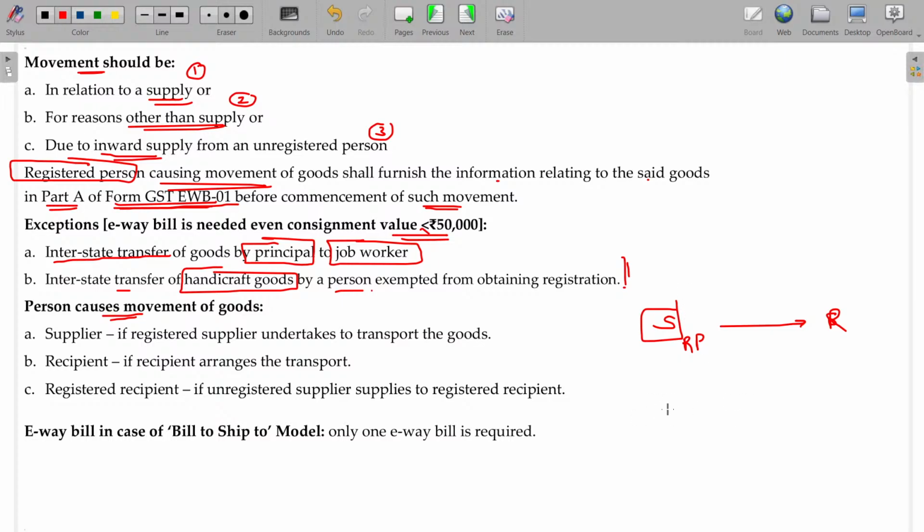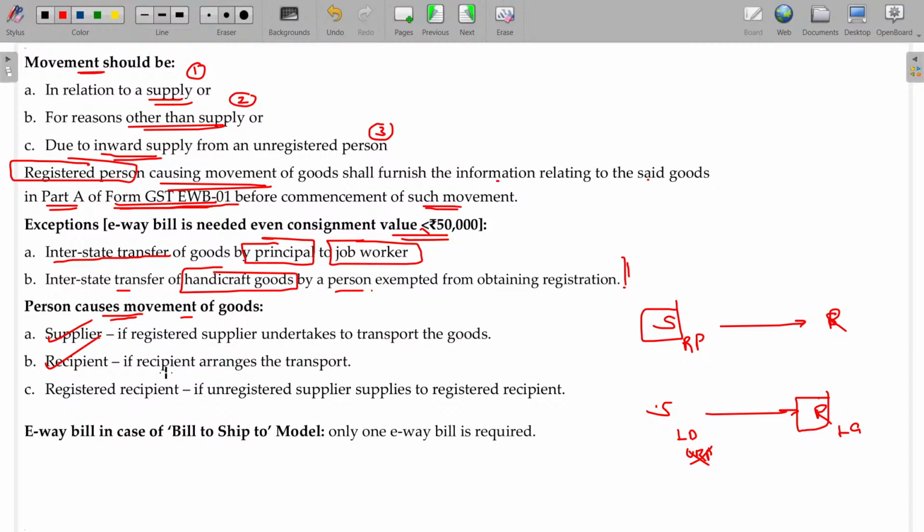Suppose supplier, recipient being, okay, LG, we can assume this is being LG. And supplier being a lorry driver, unregistered person. With his own old lorry he transports. As he is not being the registered person, and he himself arranges the transport facilities to deliver from supplier to recipient, then LG will be the person causing the movement of goods.